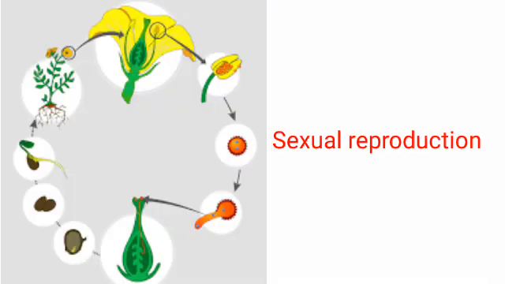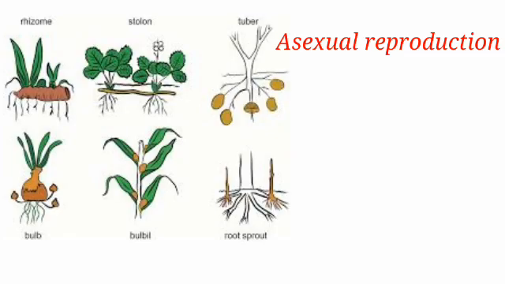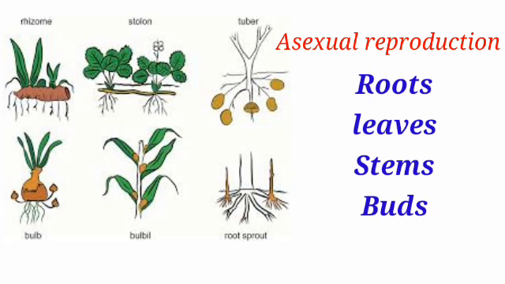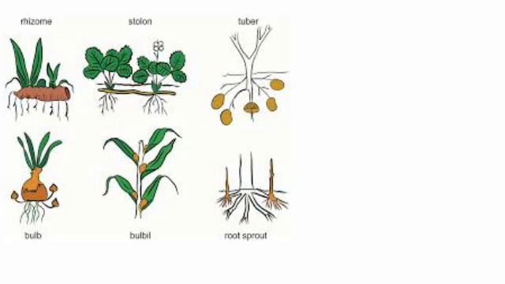Sexual reproduction. In sexual reproduction, new plants emerge from seeds. Asexual reproduction. In asexual reproduction, new plants are produced from roots, leaves, stems and buds.